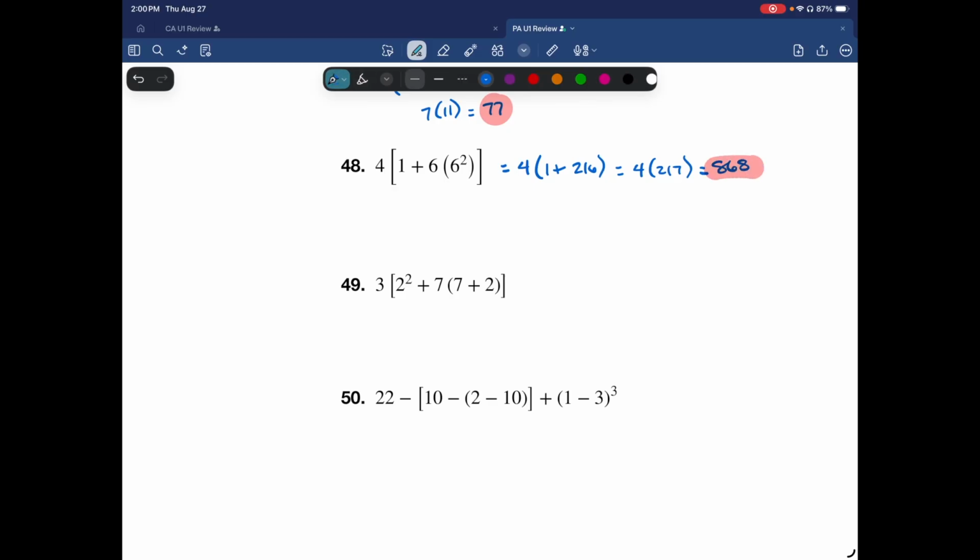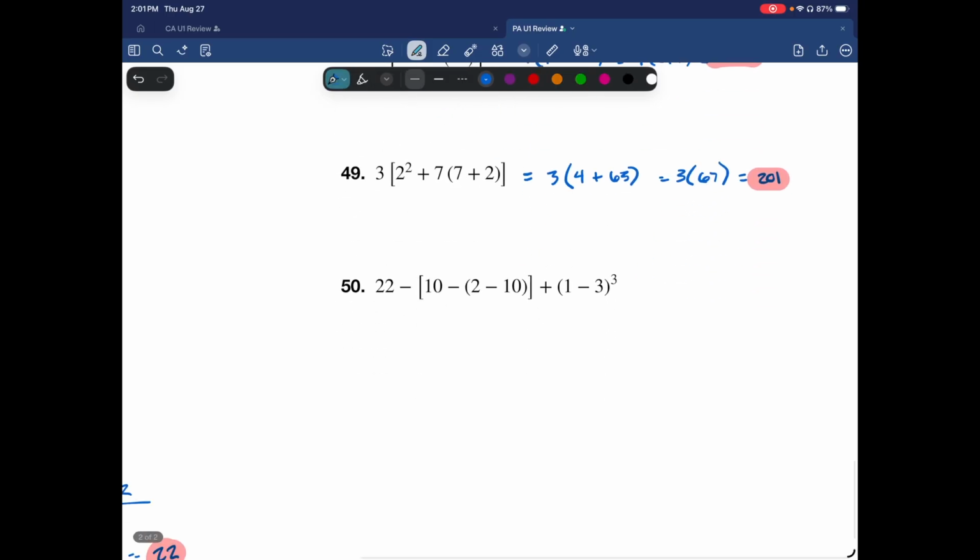All right, 49. You got 3. 2 squared is 4. Plus, all right, 7 plus 2 is 9. 9 times 7 is 63, so it's plus 63. So you got 3 times 67. And that's going to give you 201. All right, last problem.